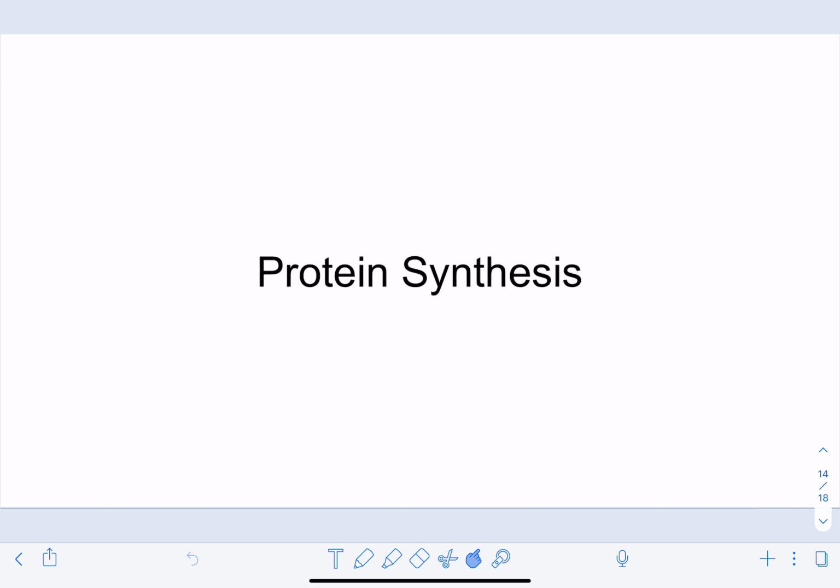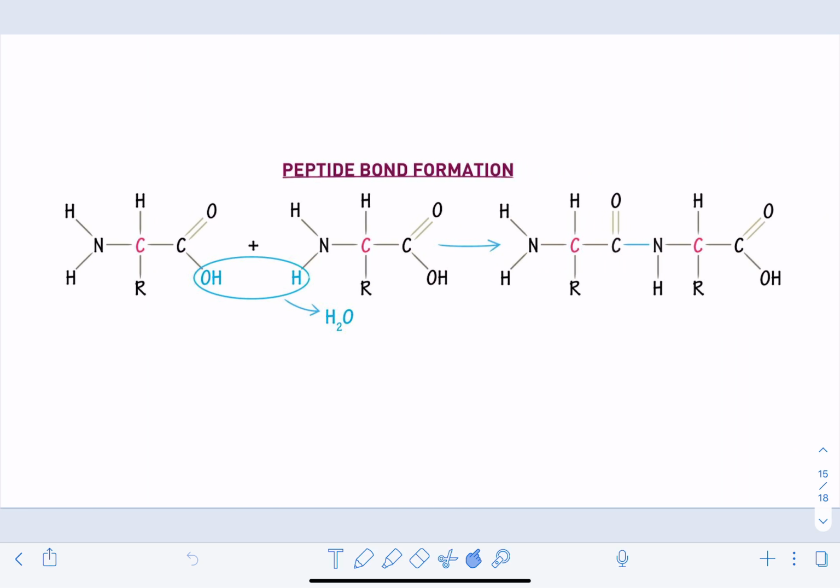So now let's move on to protein synthesis. As we all know by now, each amino acid has an amino group, which is called the N-terminus, and a carboxyl group, which is called the C-terminus. So in general, the starting end of a polypeptide will be called the N-terminus, because new amino acids will always add to the C-terminus of a pre-existing polypeptide, so the C-terminus will be the side that is constantly changing.